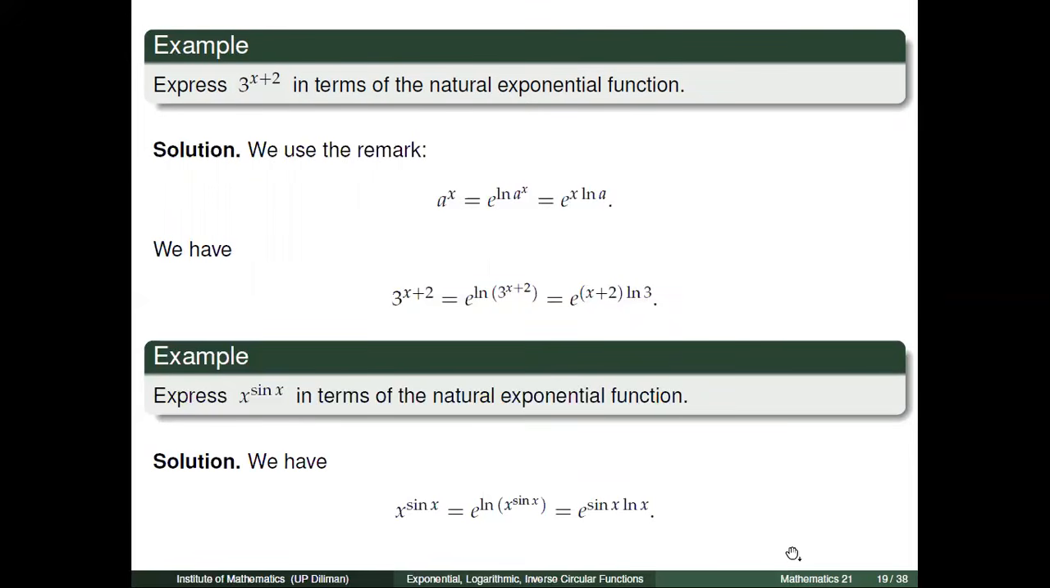Okay. We will use this process of writing exponentials in terms of the natural exponential function later on in this course to compute certain limits and derivatives. This concludes this portion on the logarithmic and exponential functions.